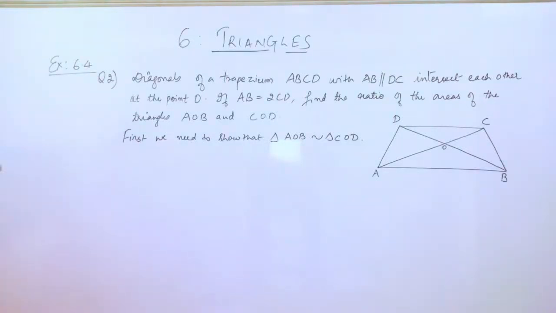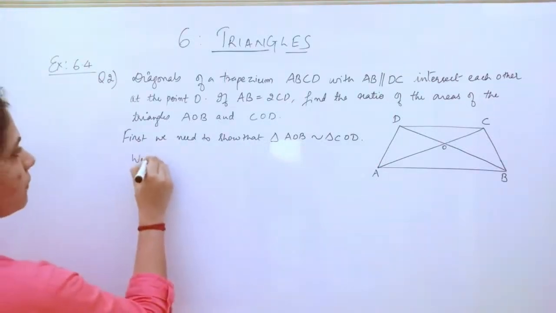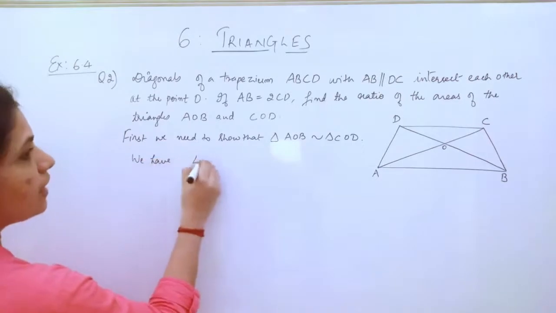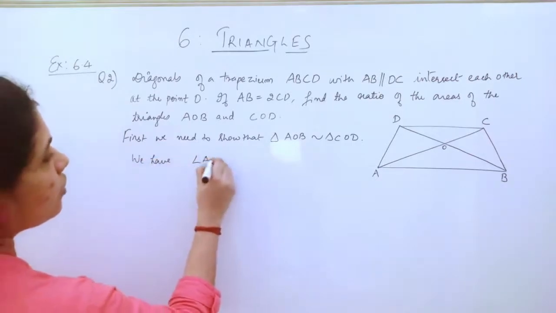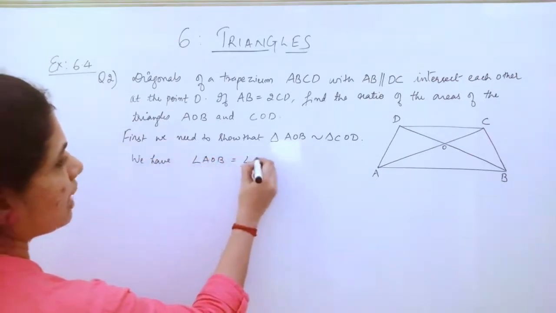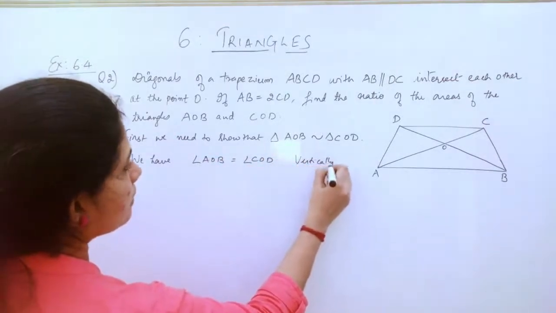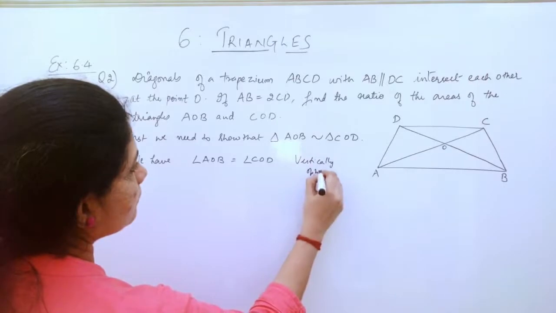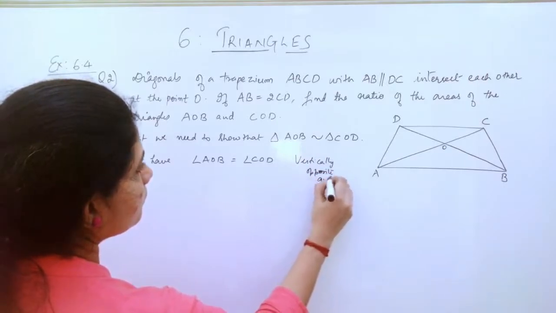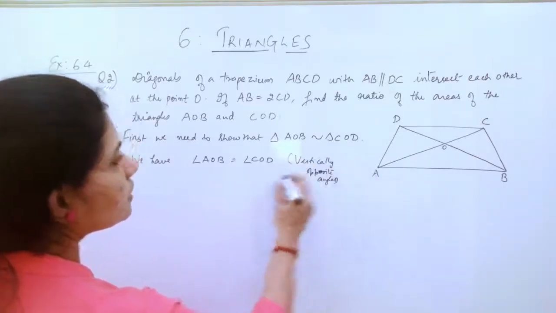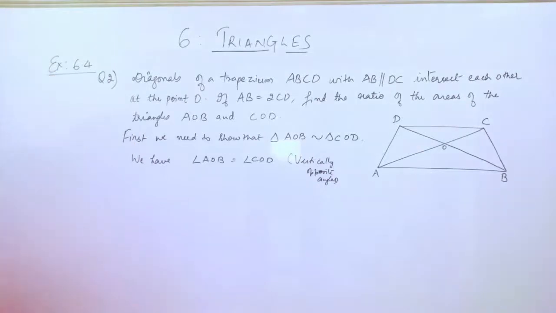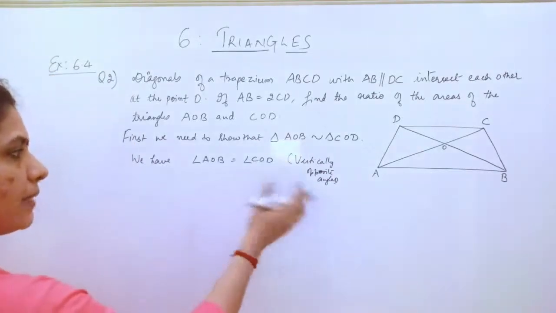So what we have? We have angle AOB is equal to angle COD. Reason is vertically opposite angles, and I am just taking one of the angles for alternate interior angles, or else you can take both to write your AA similarity.